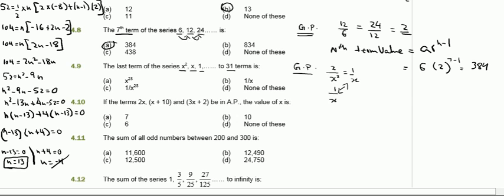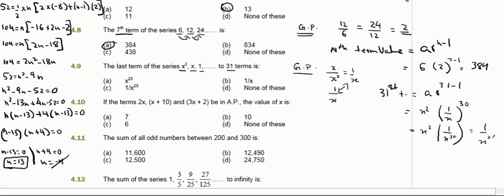And if you have to find the 31st term, our 31st term should be a r to the power 31 minus 1. So our 31st term would be a, which is x square, r is the common ratio, power 31 minus 1 is 30, so this will be x square multiplied by 1 over x power 30, and if we solve it, it will be 1 over x power 28. So answer for 4.9 is C.